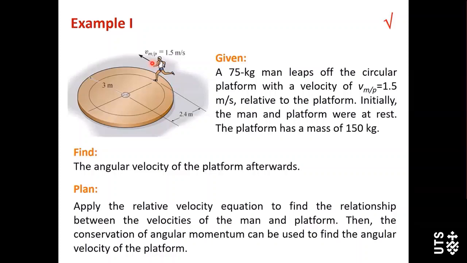The velocity at this moment is 1.5 meters per second, and this velocity is the relative velocity of this man to the platform. The task here is to determine the angular velocity of this platform immediately after this man lifts off.